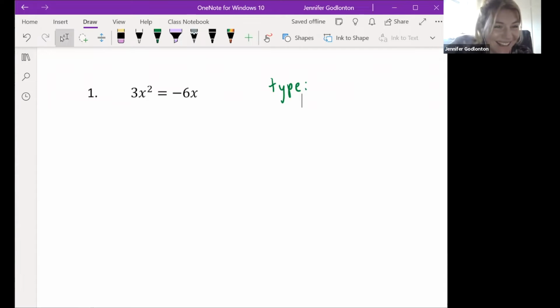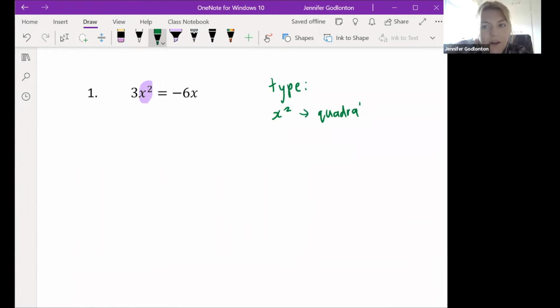No volunteers. Okay, Charles. Charles is coming in strong. Ma'am, is it linear? It's not linear. The reason it's not linear is because we've got this x squared over here. So whenever we have an x squared, it's telling us that the equation is going to be quadratic.